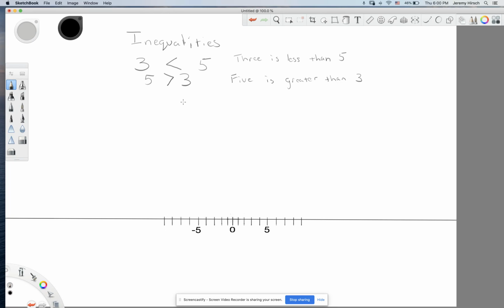Now, there's another one that you could talk about when maybe it's an unknown number. You could say x is greater than 3, right? So you could say x, or an unknown number, is greater than 3.